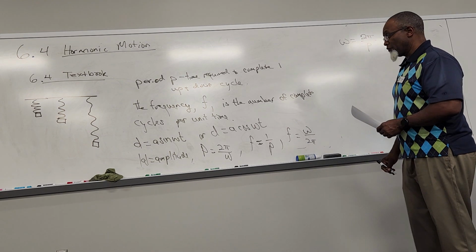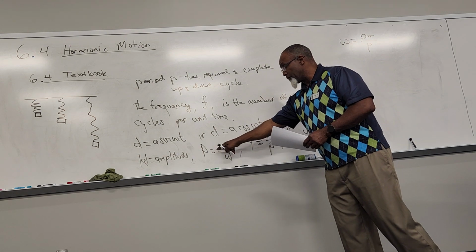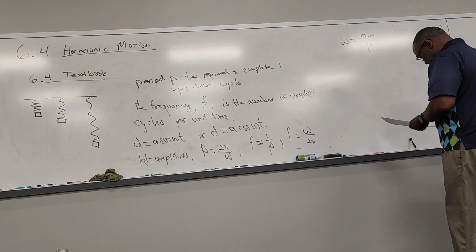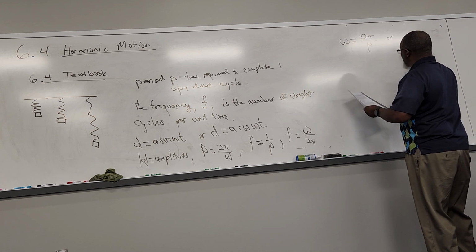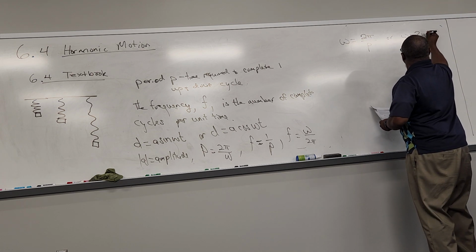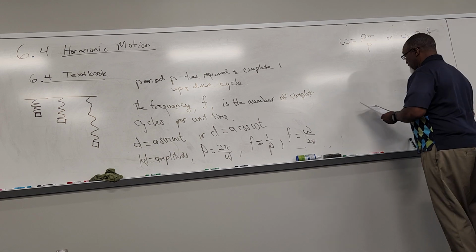Okay, omega is 2 pi over P. You get that from here, just solving that equation for omega. All right? Or, if you want, you can say omega is 2 pi F.